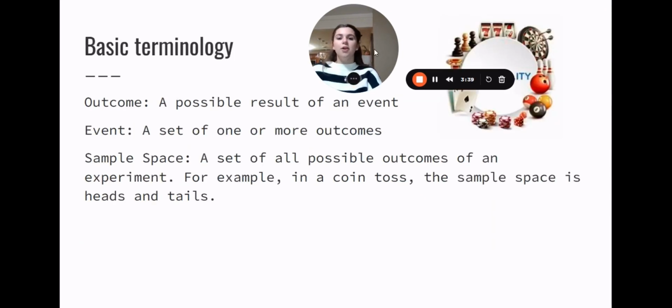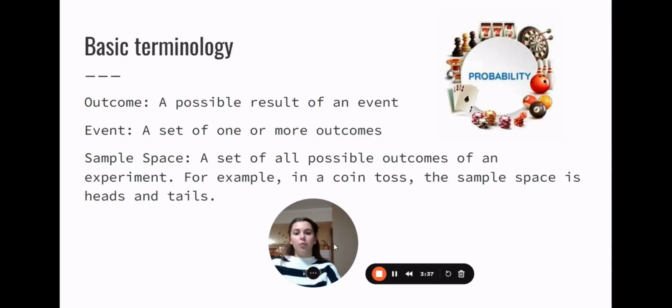Some basic terminology from this chapter would be: an outcome is a possible result of an event. An event is a set of one or more outcomes, and sample space, which is kind of the same thing as an event, just a little more in depth, is a set of all possible outcomes of an experiment. For example, in a coin toss, the sample space would be heads and tails. Just like if you're rolling a die, the sample space is numbers 1 through 6.